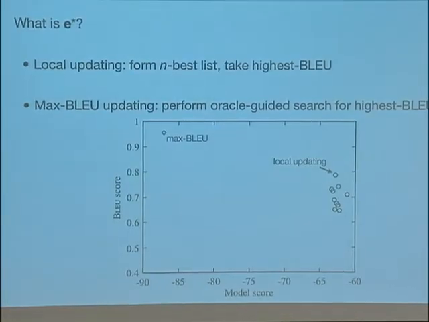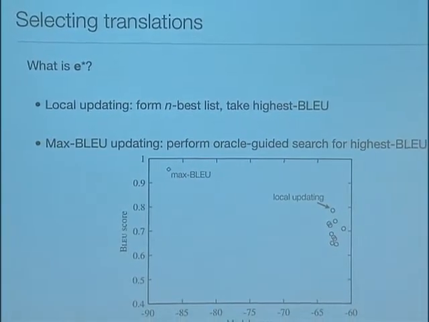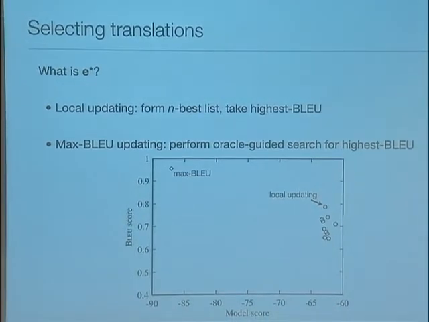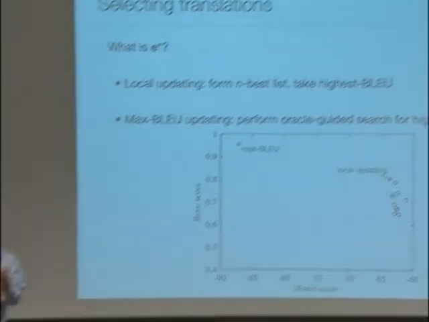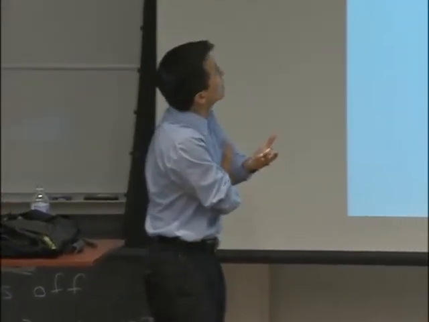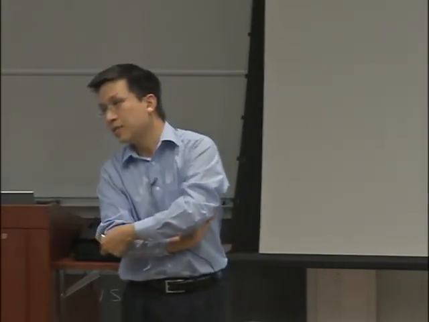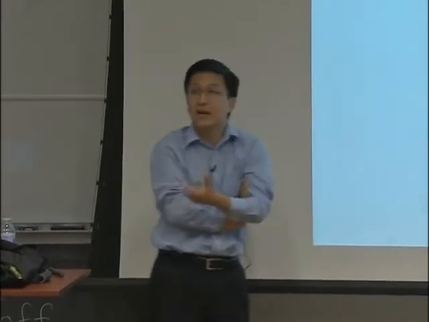There are these translations E star and the EJ, and selecting both of these is tricky when applying this to the translation problem. First, we'll talk about E star. Normally, if you're doing a classification problem, trying to classify images as digits, then E star will be the digits 0 through 9. It'll be the correct answer. In the case of translation, there's no one correct answer. This is a nuisance when trying to apply a lot of machine learning methods to MT, because we actually don't have the correct answers. So we have to kind of do our best.